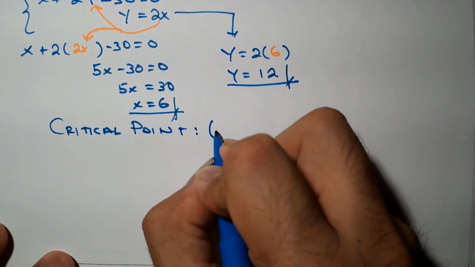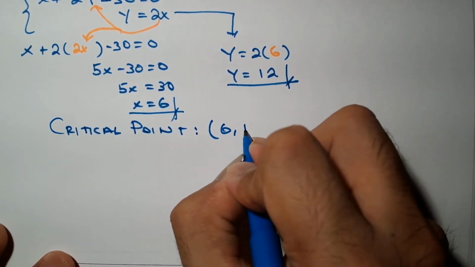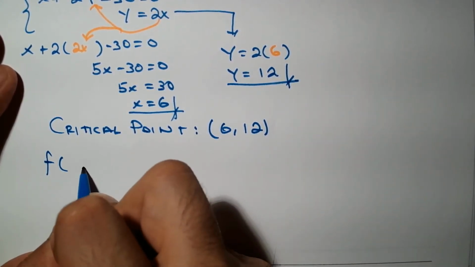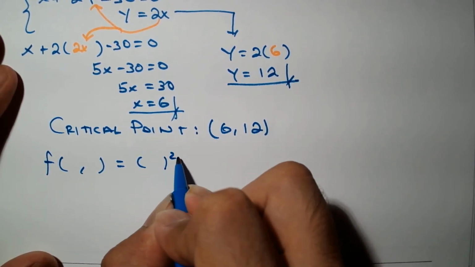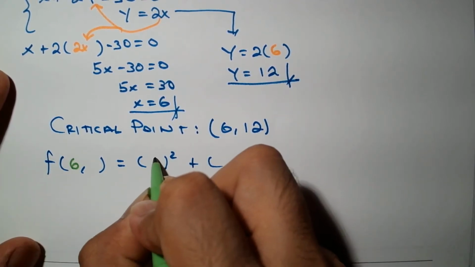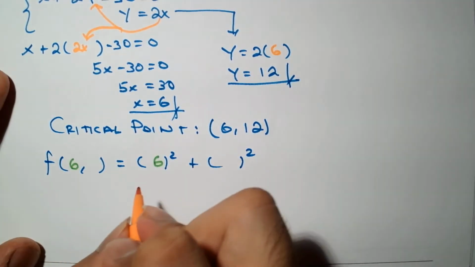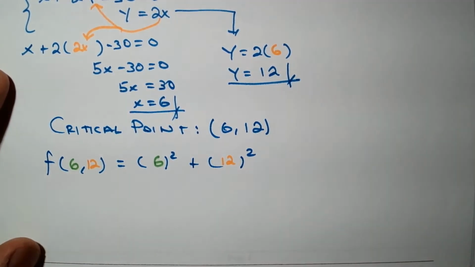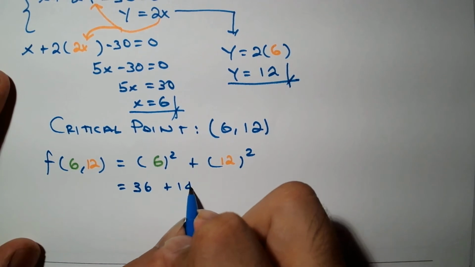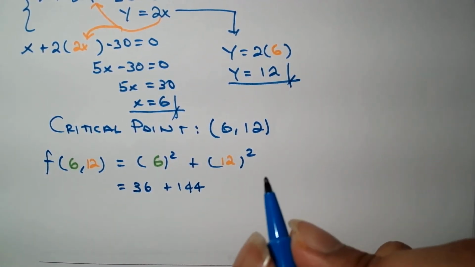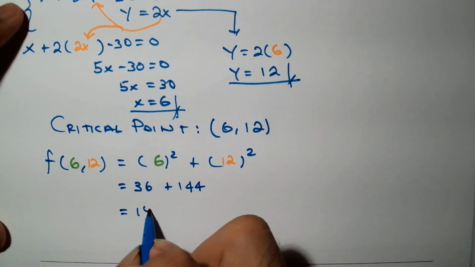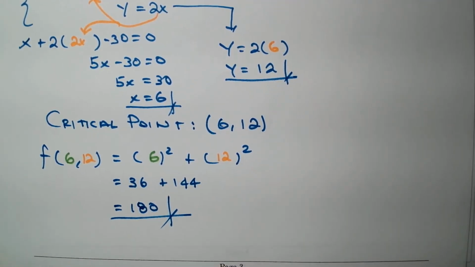And it's already given that this critical point is a minimum because we were asked to minimize. So all we do is plug in f at the original function. So 6 wherever you see the letter x, and 12 wherever you see the letter y. So 6 squared equals 36 plus 144, and if we combine these two quantities together, so that's 144 plus 36, we get 180. So that's the minimum value.